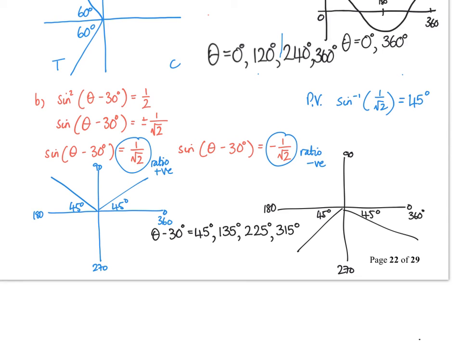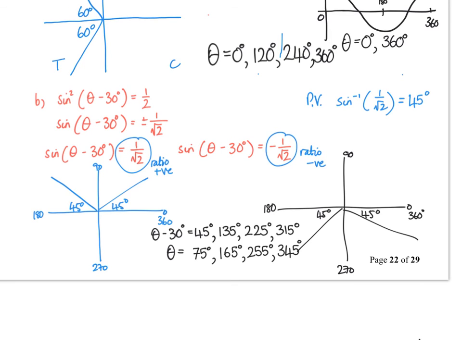And then what we've got to do is just work out theta, and that means adding 30 to each side. So the solutions we get are 75, 165, 255 and 345. And we've just got to make sure that it's within the range of 0 to 360. So watch out for the ones where you've got to take the square root, because then that puts it into all four quadrants.